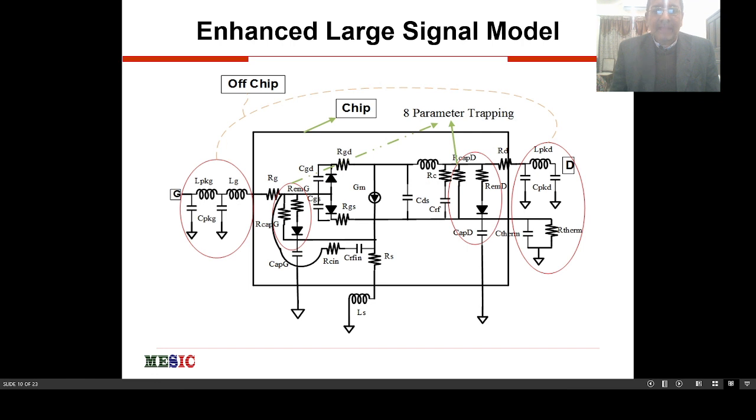So now I'm going to talk about the enhanced large signal model, which is our model. It has all effects which Angelov has, and we put some 8 parameters for that effect. If you can see on the left hand side, on the drain side, you have 2 resistances, diode, and a capacitance, and on the right hand side 2 resistors, diode and a capacitance. To make this a trapping effect, we put more parameters inside so that the transistor model can become more accurate as compared to before. So that's why we put this effect inside. So this is the chip side, and that also outside we call off chip side.